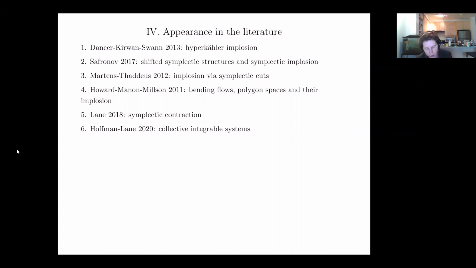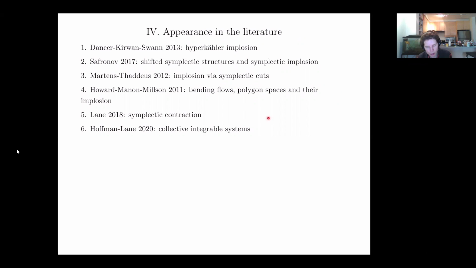There is also work of Pavel Safronov about shifted symplectic structures, and symplectic implosion appears in that work. There is work by Johan Martens and Michael Thaddeus constructing implosion using symplectic cuts. There's work of Howard, Manon, and Nilsson, 2011, about bending flows in polygon spaces and implosions of those.